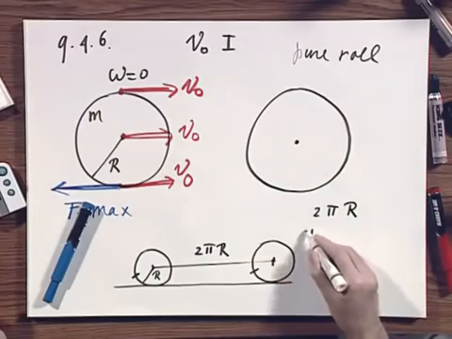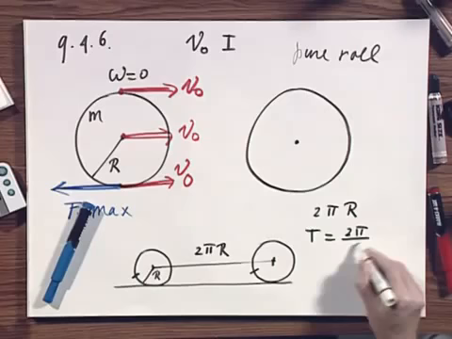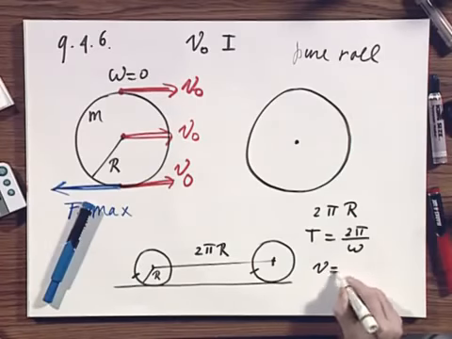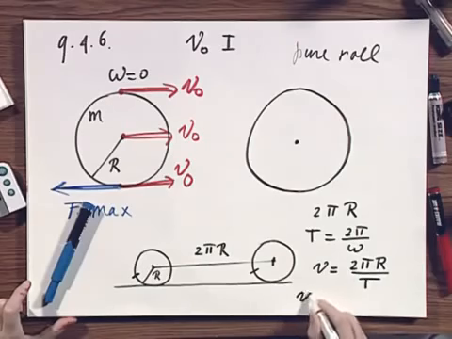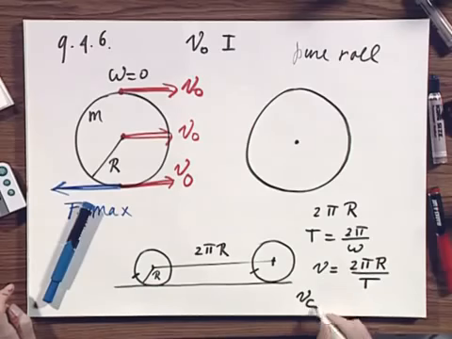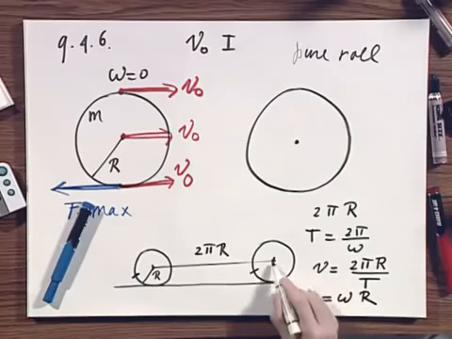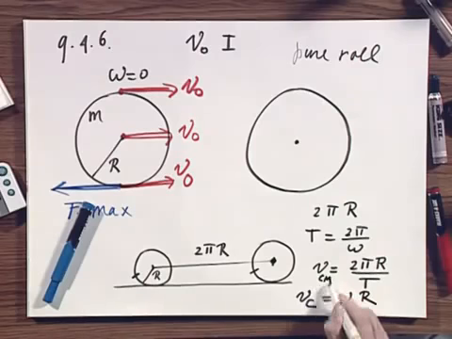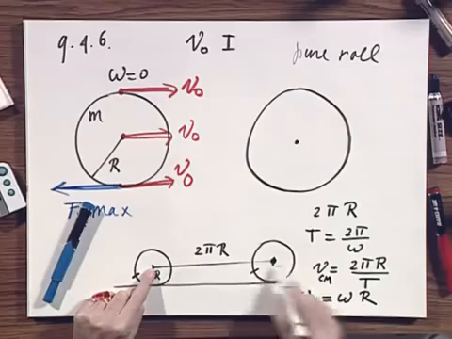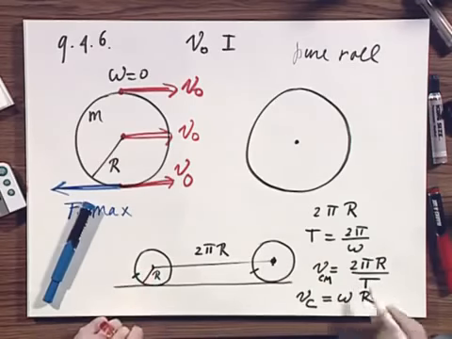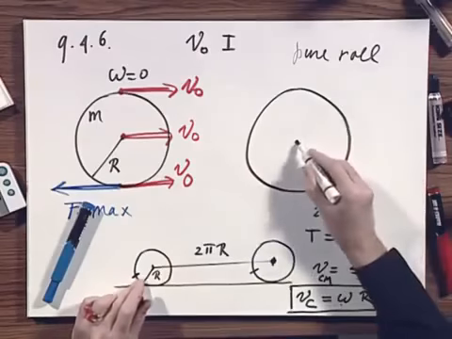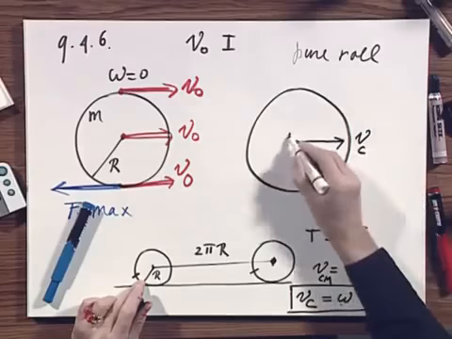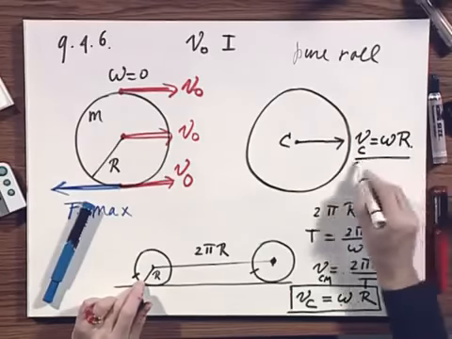You can easily see that, because the circumference equals 2 pi r. The time to go around, that is the period, is 2 pi divided by omega. And so the velocity of the center of mass is 2 pi r, that's the distance that it moved, divided by the time for this object to go around. And 2 pi divided by t is omega. So you see here that the pure roll condition, and the sufficient condition, is that v of the center of mass must be omega r. That is the pure roll condition.